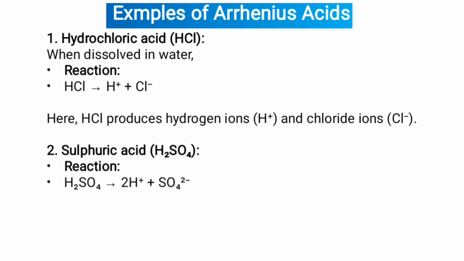Examples of Arrhenius acids. First one, hydrochloric acid, HCl. When dissolved in water, the reaction is HCl gives H+ ion plus Cl- ion. Here HCl produces hydrogen ion H+ and chloride ion Cl-. And second one, sulfuric acid, H2SO4. The reaction is H2SO4 gives 2H+ ions plus SO4 2- ion, a negative ion.